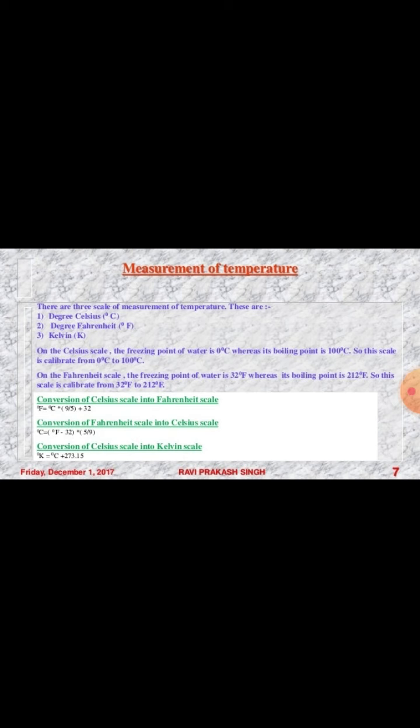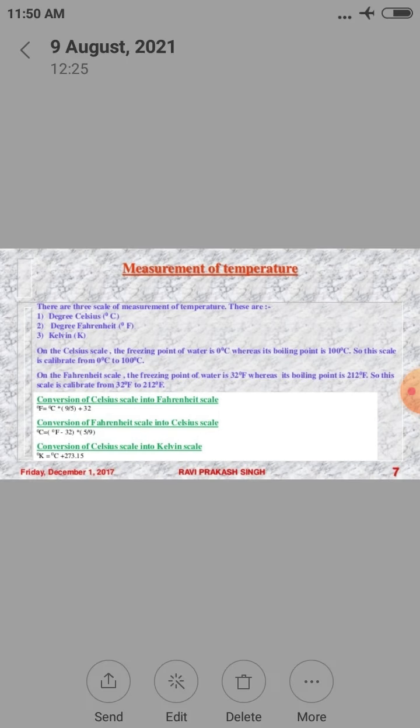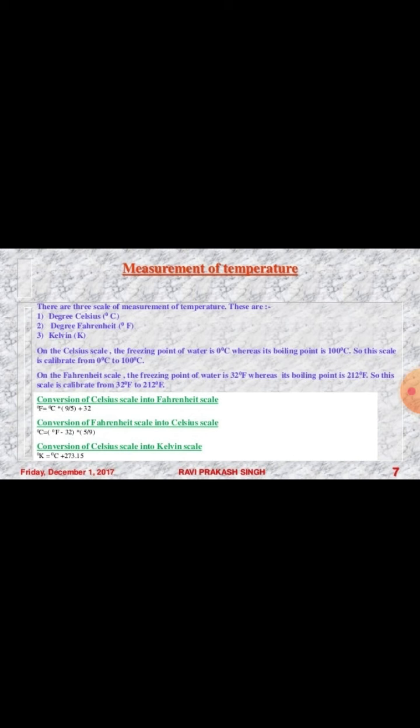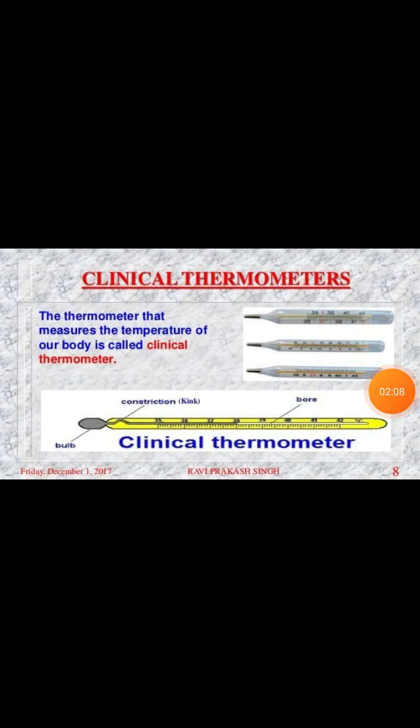Next, conversion of the Celsius scale into the Kelvin scale. Here the degree Celsius is added to 273.15. So 273 is the common number. And you have already seen these thermometers.